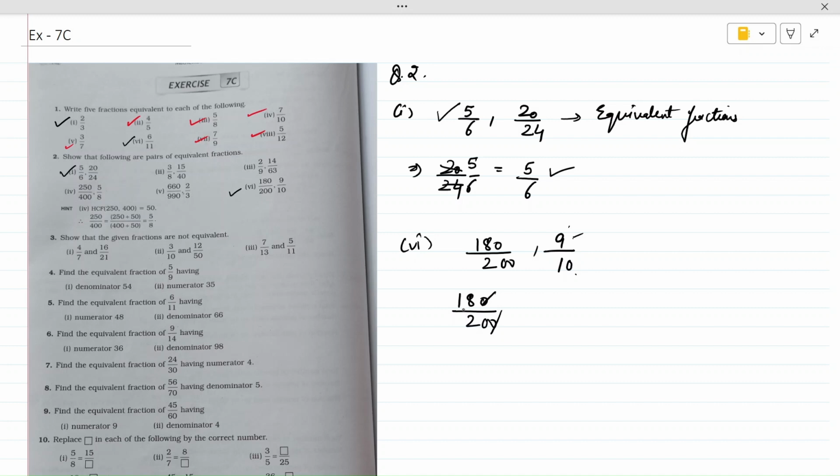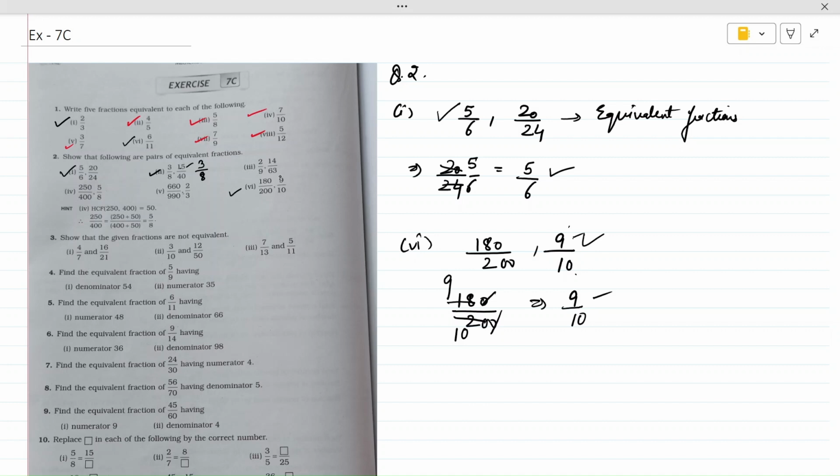So how can we do it? Let's start with 2. 2 into 9 is 18, 2 into 10 is 20. So on simplification, this also became 9 by 10. That means both are equivalent, right? Similarly, kids, if you see here, 15 by 40, this can be divisible by 5. So 5 into 3 is 15, 5 into 8 is 40. So they are also equivalent fractions, right?